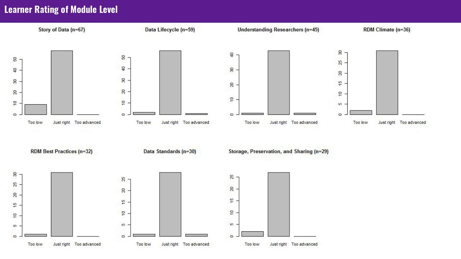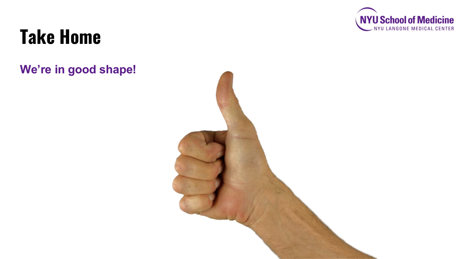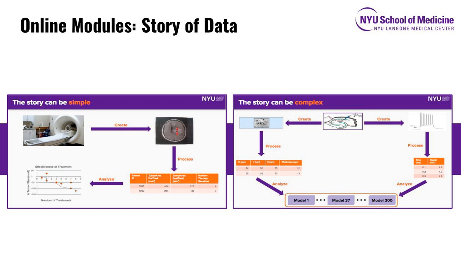The rating of whether the level of the module was appropriate. Again, overwhelmingly the level was right, and this is the length. So again, overwhelmingly the length of the module was right. There were qualitative comments, and we did make some improvements, we hope, to the modules afterwards. But even from the baseline, we felt that in terms of user satisfaction with the modules, we were in pretty good shape. But then the big question: were we helping people gain understanding?